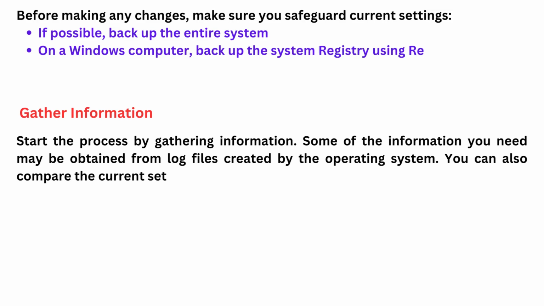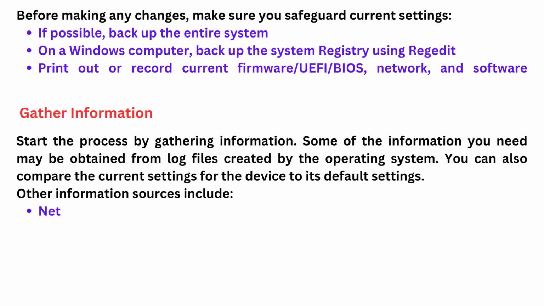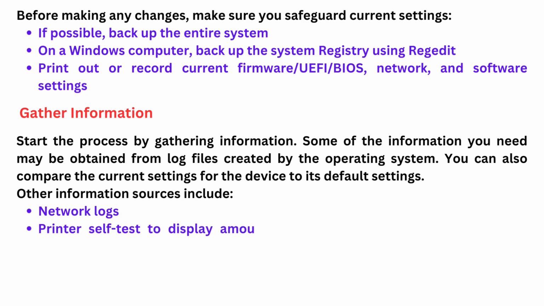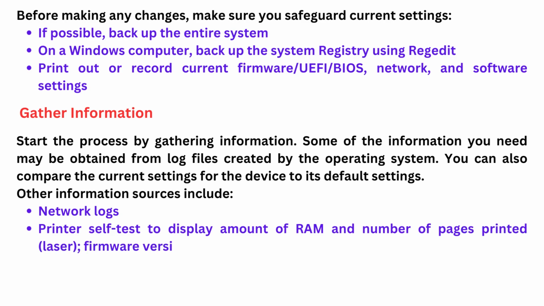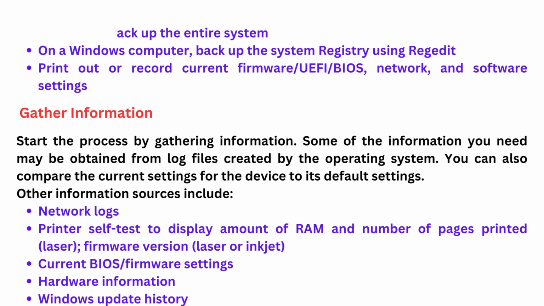Gather information. Start the process by gathering information. Some of the information you need may be obtained from log files created by the operating system. You can also compare the current settings for the device to its default settings. Other information sources include network logs, printer self-test to display amount of RAM and number of pages printed, laser or inkjet, firmware version, current BIOS firmware settings, hardware information, and Windows update history.